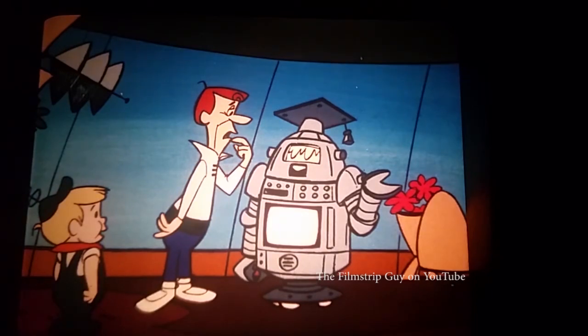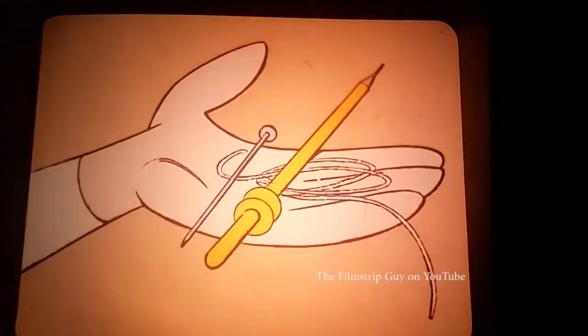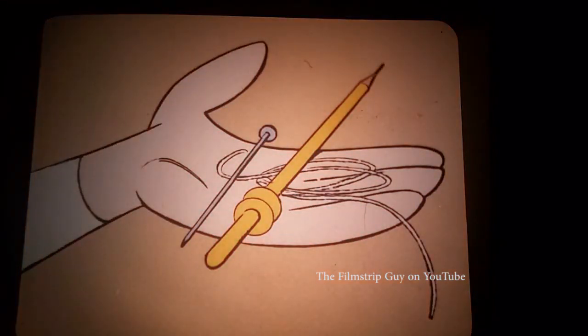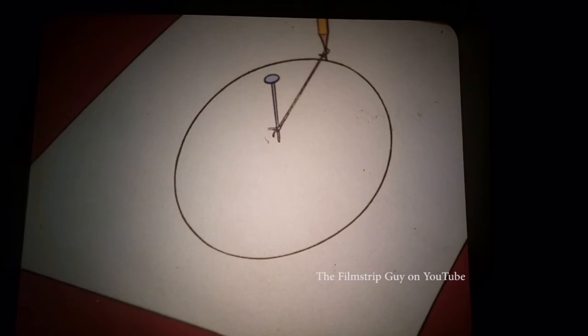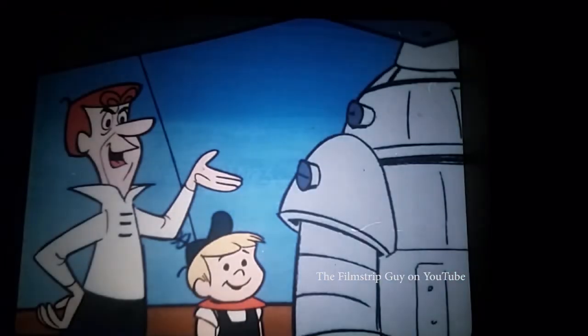Jetson, get a piece of string, a nail, and a pencil. Okay. Tie the nail to one end of the string. Make a loop in the other end that will hold the pencil. Now, place the nail point on a piece of paper. Rotate the pencil around the nail as you draw a closed curve. You have made a circle. The nail was at the center point. The string was the fixed distance at all points. Hey, that's pretty clever. I certainly am.